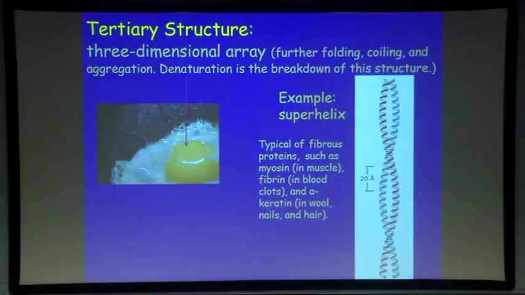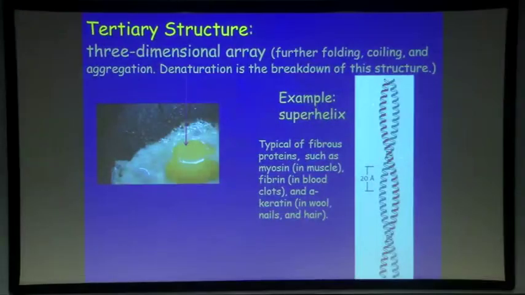Then there's tertiary structure, where there's further folding and aggregation. One very famous one is the so-called superhelix. If you take 2 helices, secondary structure of a helix, as a helix, and take the 2 of them together and start coiling them, winding them up, that's called the tertiary structure. That's called the superhelix. And these kinds of arrangements are typical of the so-called fibrous proteins, muscle, blood clots, keratin. Keratin is in wool, nails, and hair.